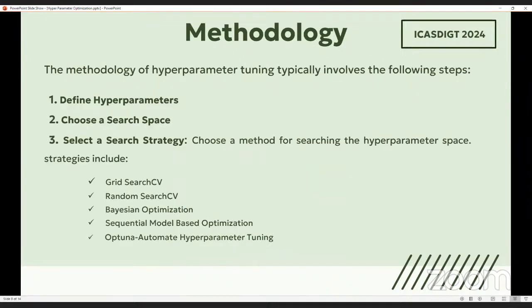Methodology. Methodology is the crucial part. In my study, hyperparameter tuning typically involves the following steps. Number one is defining hyperparameters. The next step is choosing a search space. The third one is the most important: select a search strategy. Choose a methodology for searching hyperparameters, including grid search, random search, Bayesian optimization, sequential model-based optimization, up to automated hyperparameter tuning.